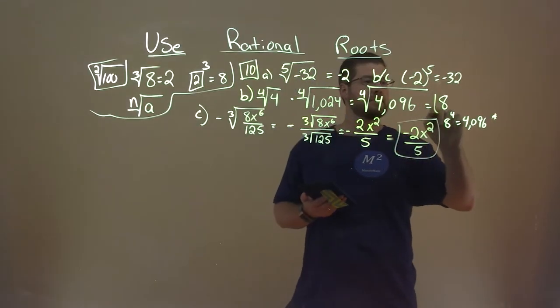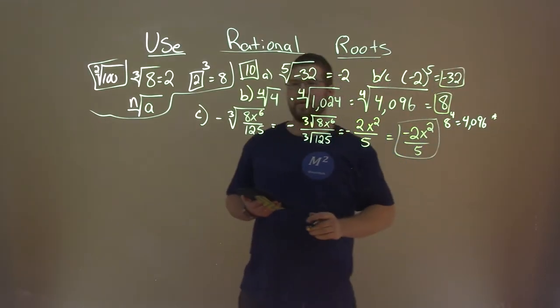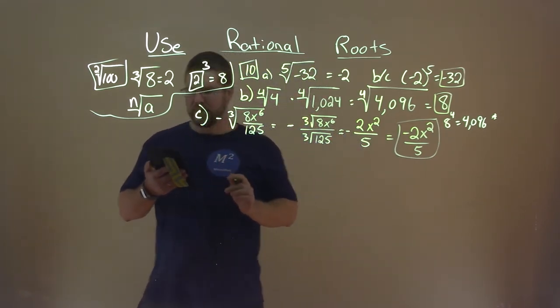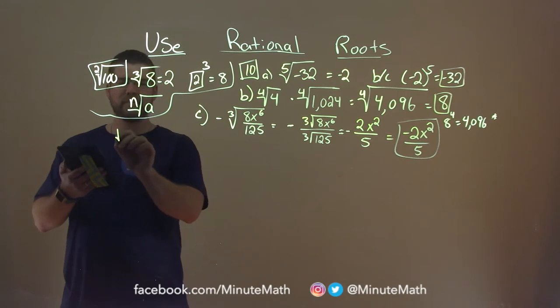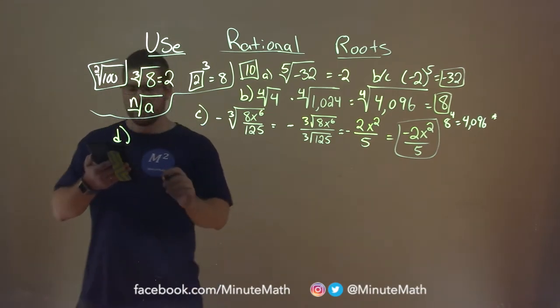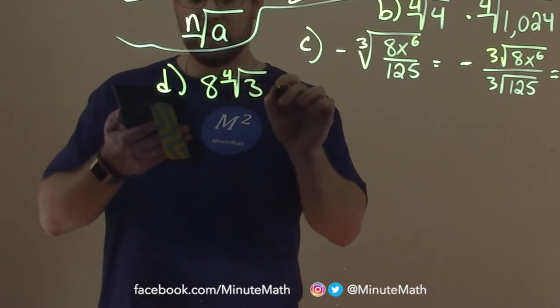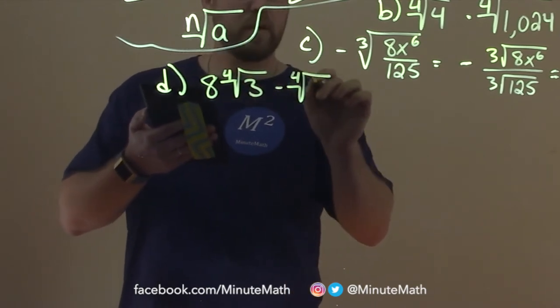Put boxes around the other ones. All right. So lastly here, for this type, let's go with D. And D is 8 fourth root of 3 minus the fourth root of 48.